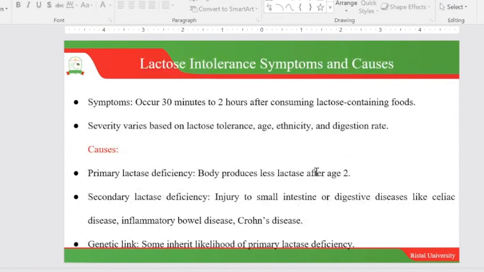Okay, and we are saying really it occurs 30 minutes to 2 hours after consuming lactose-containing foods or these dairy products, and it varies based on the lactose intolerance or the lactose tolerance of the individual's age, the ethnicity, the digestion rate. But really the cause is primarily lactase deficiency, where the body produces less lactase after the age of 2, and also secondary lactase deficiency, injury to the small intestine or digestive diseases like celiac disease.